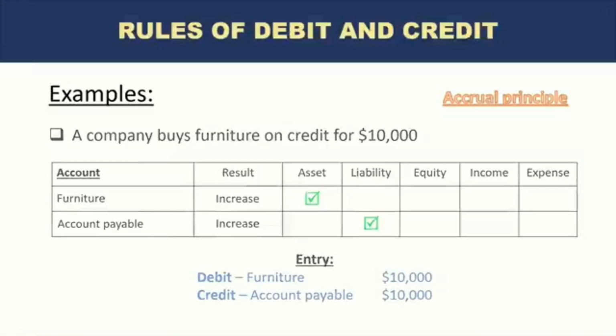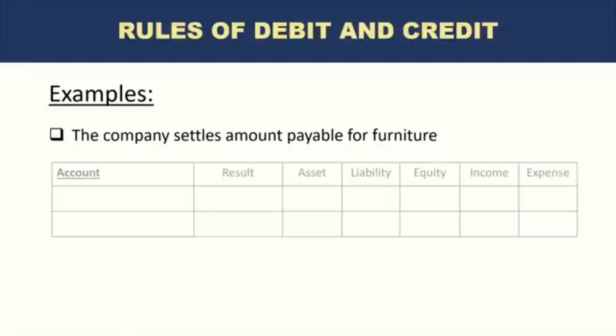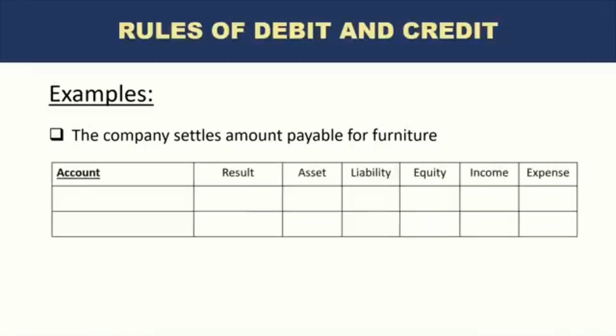Let's go to the next example. The company now settles the amount payable for furniture. Okay, so naturally we recorded the liability last time. Now the company has to settle that amount. So there will be another entry at this point. This is a financial transaction. So what are the accounts now being impacted?